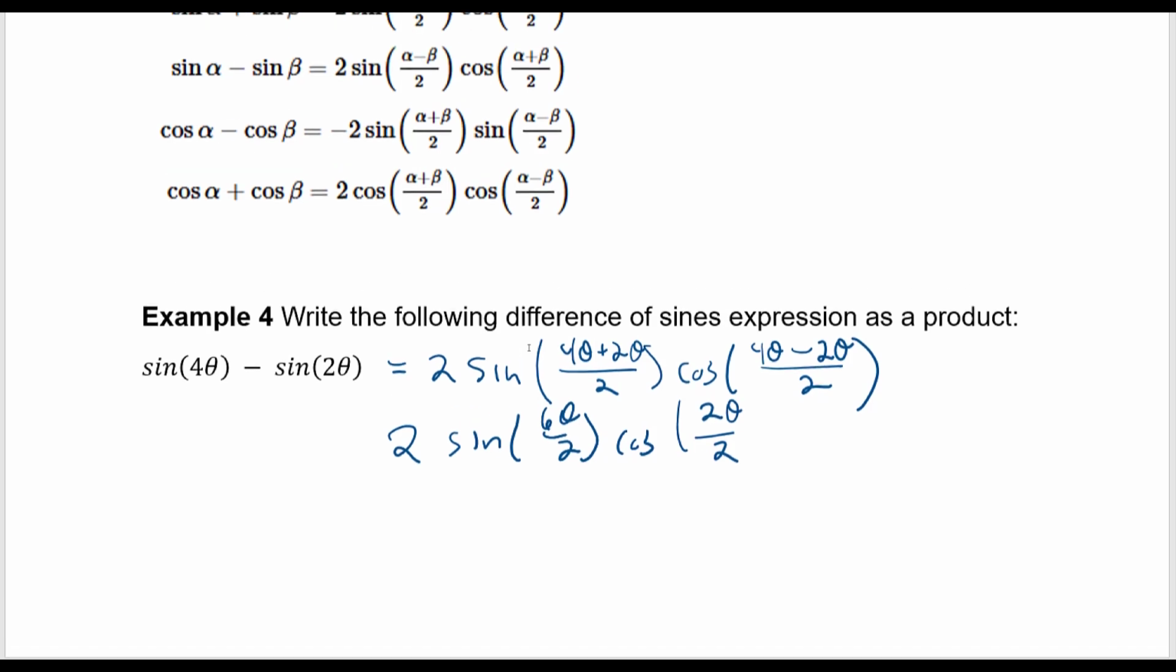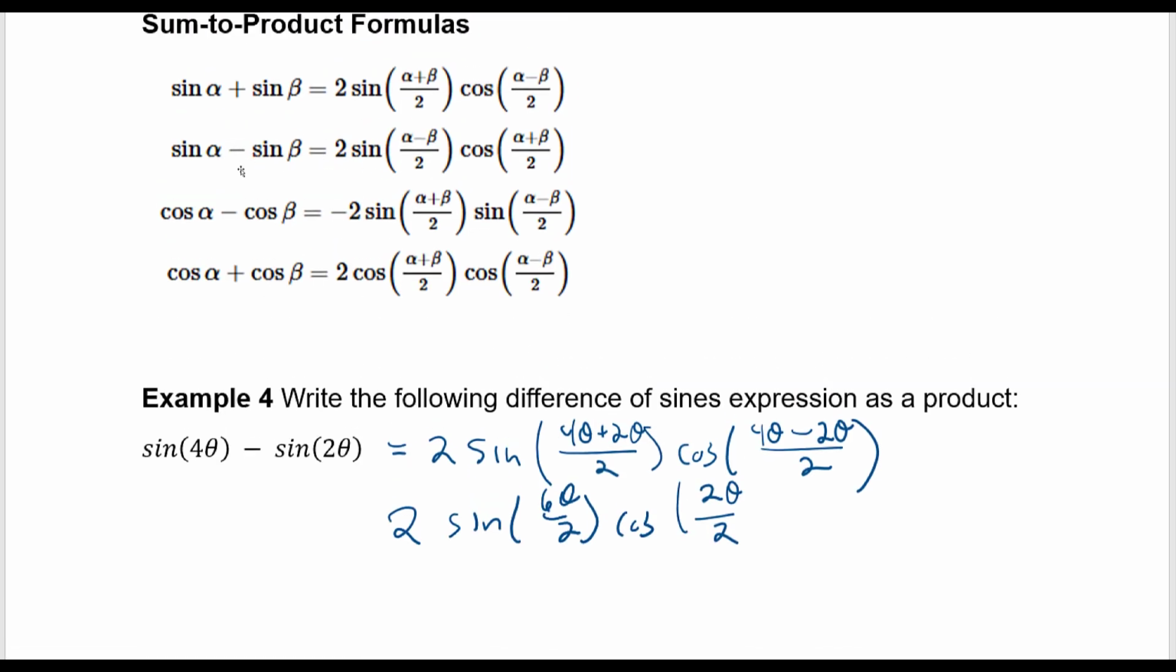Okay, I'm just looking at my notes here. Oh, this is the second one down. Sine alpha minus sine beta. So it's minus in the first, plus in the second. Let me correct that. So this is a minus here, and that's going to be different, and then this will be a plus. So we have minus here and plus here. So 4 theta minus 2 theta is 2 theta, and then 4 theta plus 2 theta is 6 theta. There we go, sorry about that. So it's going to be 2 sine of theta, cosine of 3 theta.